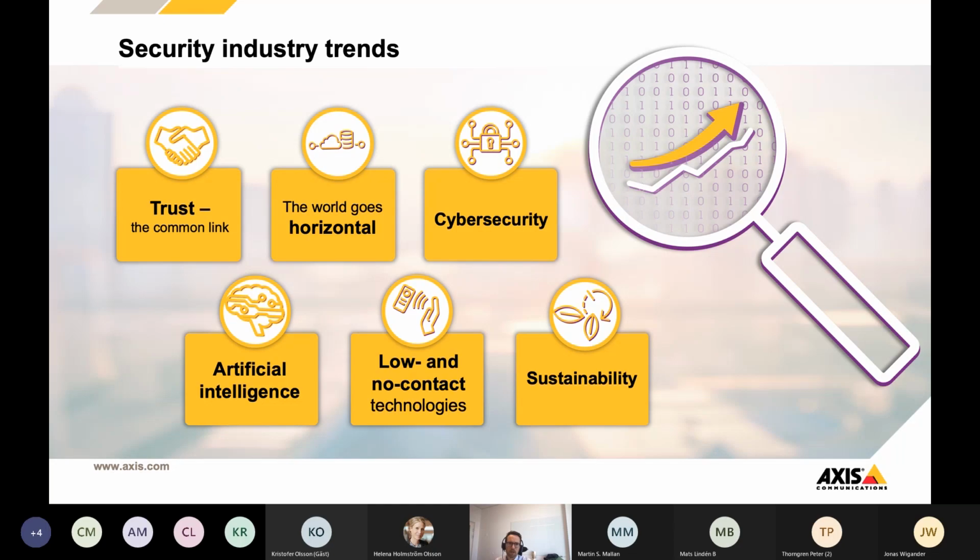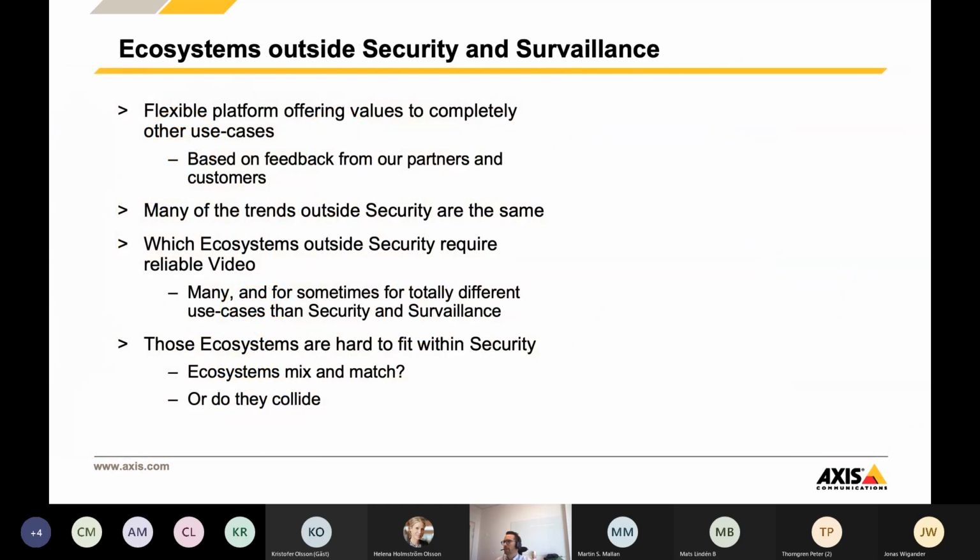And yeah, I've been talking a lot about security and surveillance, but as I said, we have a quite capable platform in our devices, and it's so flexible that it can offer to solve things outside the security and surveillance space. And I think that has much come from innovative partners of ours that have used it for other things.